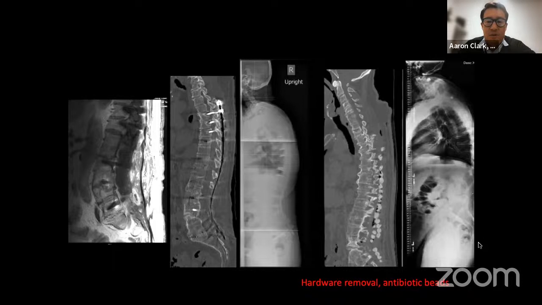Ultimately, once his CRP and ESR normalized, we reoperated on the patient, did additional debridement, removed all the antibiotic-impregnated beads, and plastic surgery did a really thorough paraspinal advancement closure of the area. And we followed him for some time to make sure that he remained well corrected.